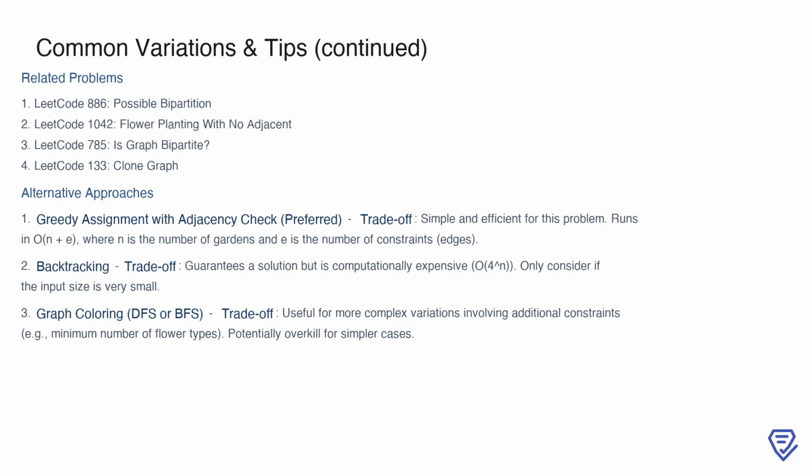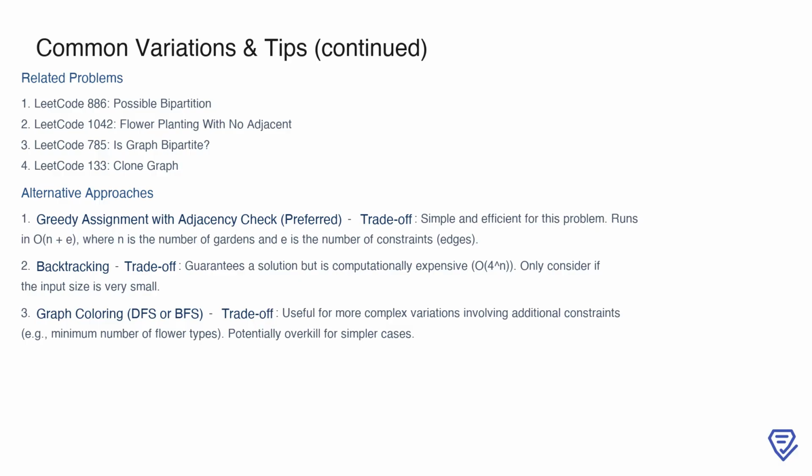When it comes to alternative approaches, the preferred method here is greedy assignment with adjacency checks. This approach is simple, efficient, and runs in O(n plus e), where n is the number of gardens and e is the number of constraints or edges. Backtracking is another option, but it's computationally expensive, running in O(4 to the power of n). This method should only be considered when the input size is very small.